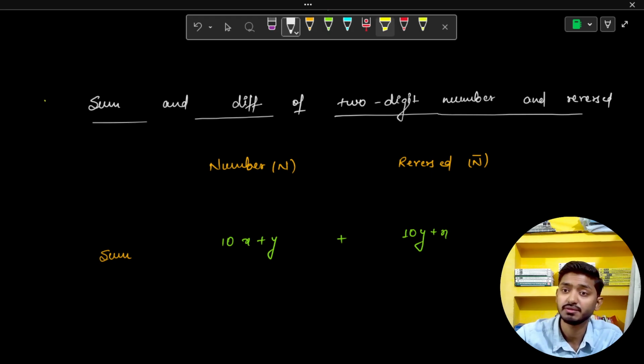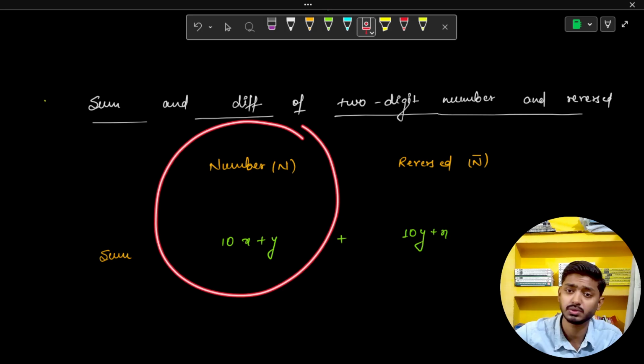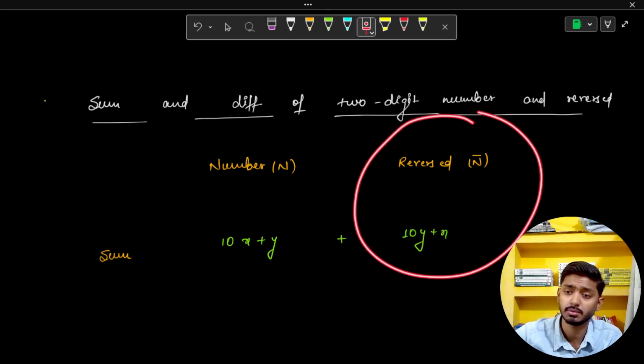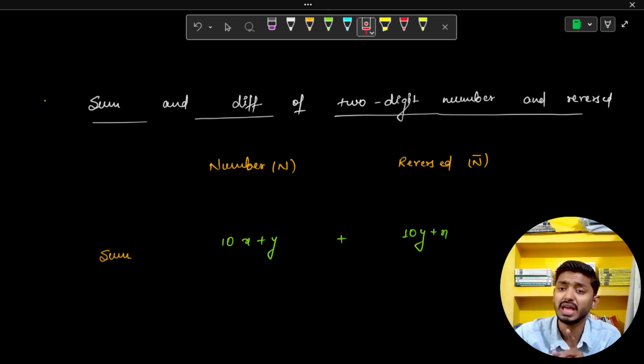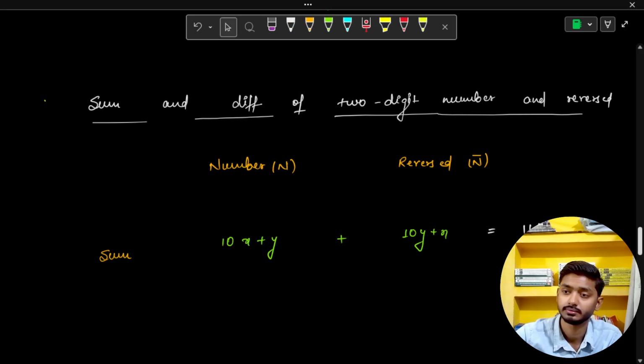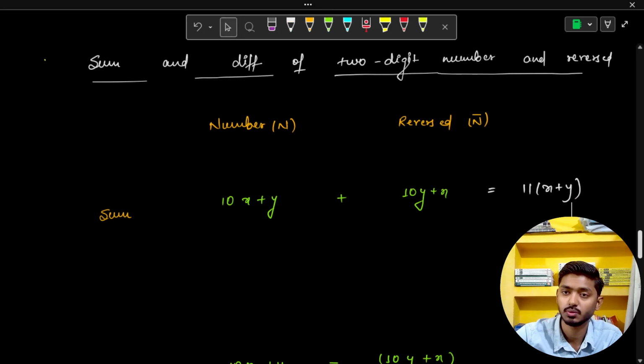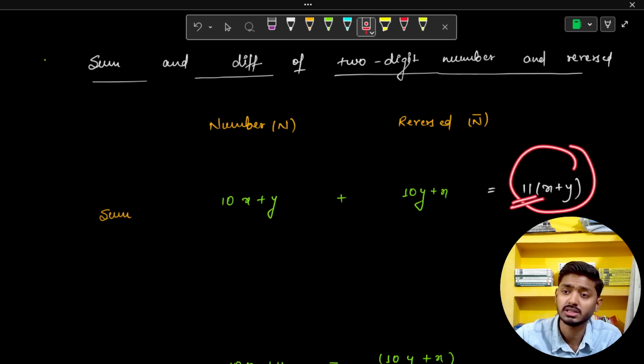Sum and difference of a 2-digit number and its reverse. As I have already said, the number would be 10x plus y and the reverse number would be 10y plus x. What if we add them? If we add them, we get 11x plus 11y. Now you can very clearly see that the sum is a multiple of 11.